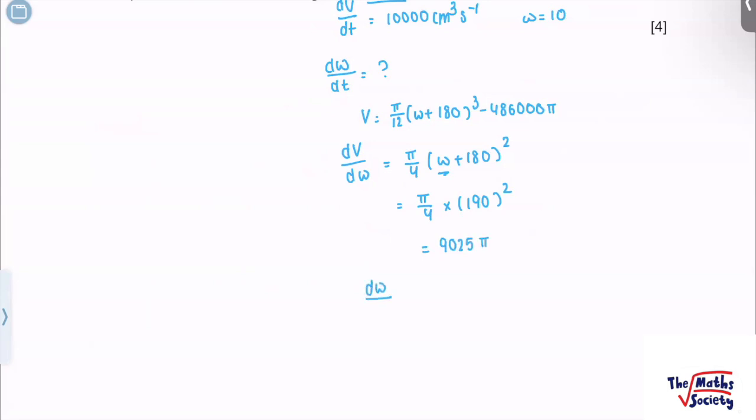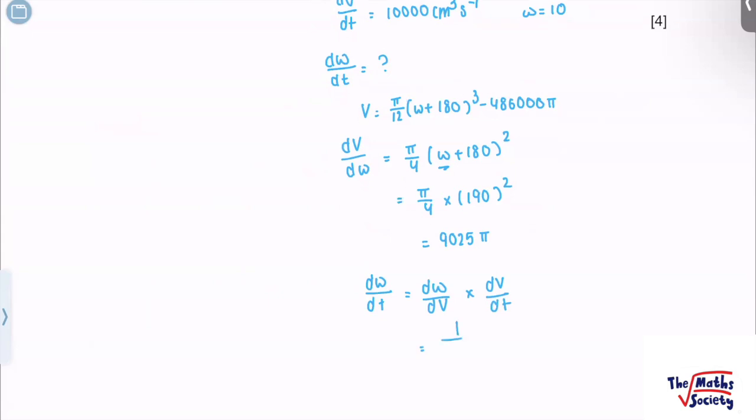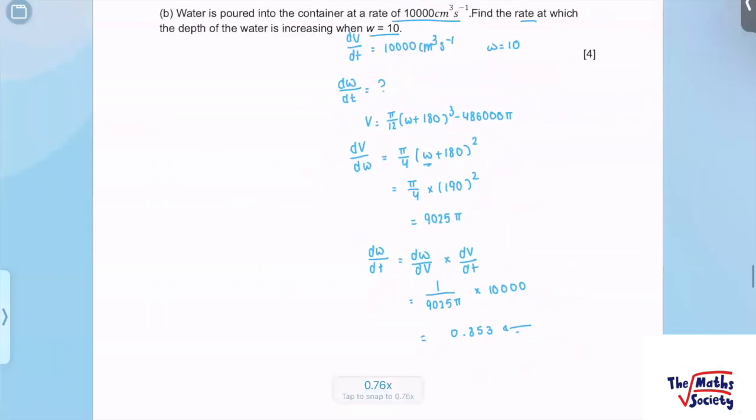And we want dw/dt, isn't it? So that's going to be dw/dV multiplied by dV/dt. So dw/dV is going to equal 1/9025, so we're just going to flip it around. That's multiplied by 1234, which you will then get 0.353. So this is the rate at which the water would be increasing when w is equal to 10.